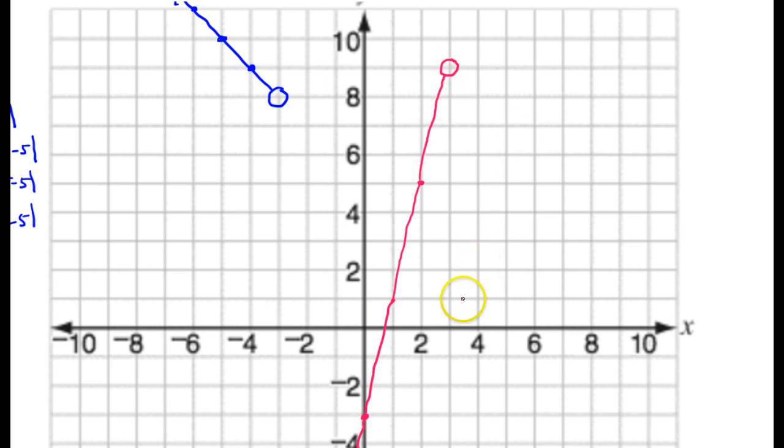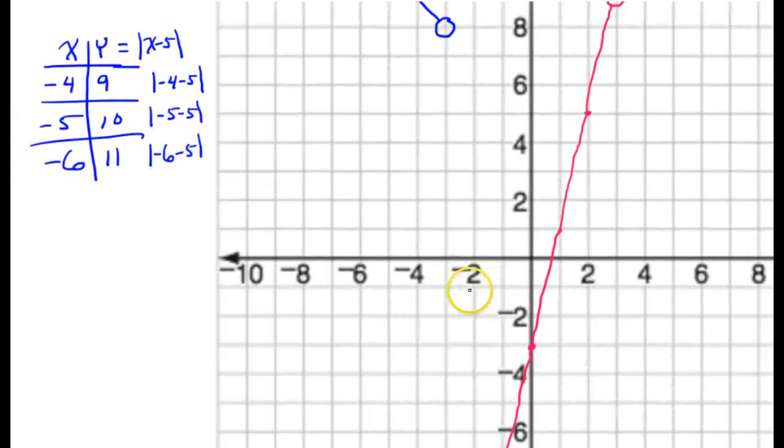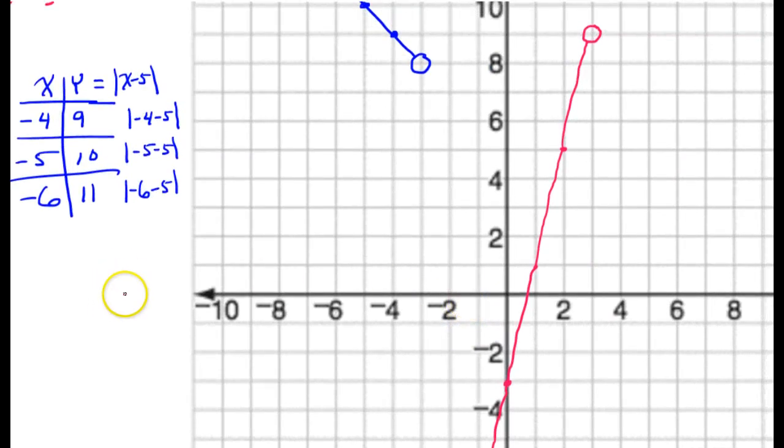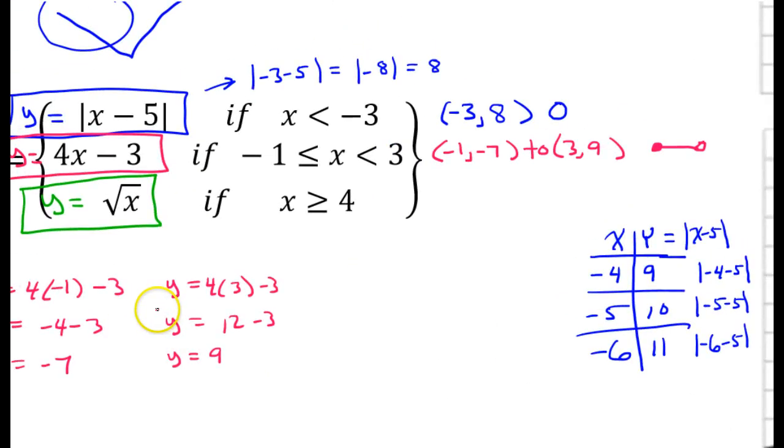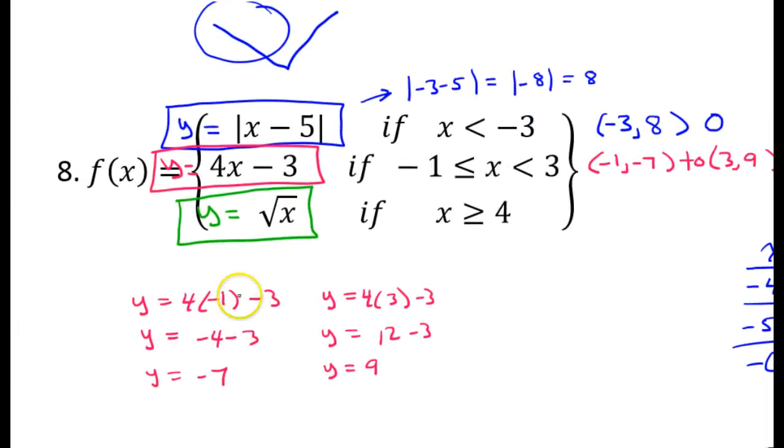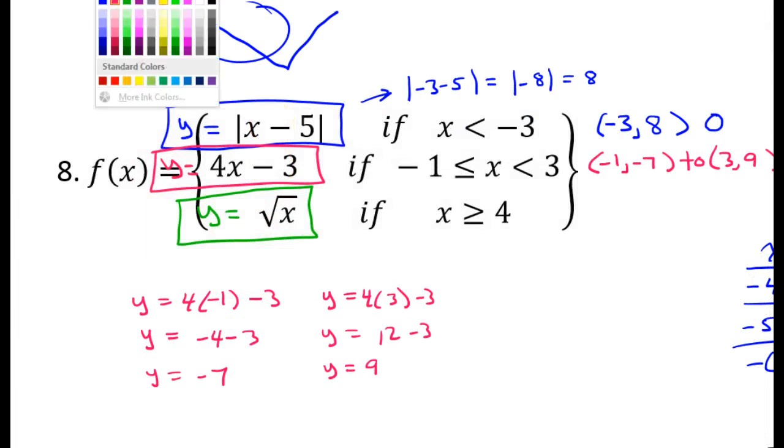All right, so there you go. That's the middle piece of the piecewise function. Let's do one more. All right, the last piece is the green piece.